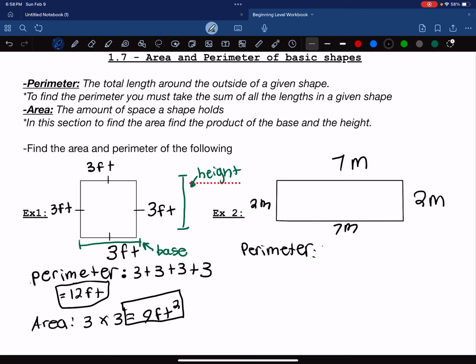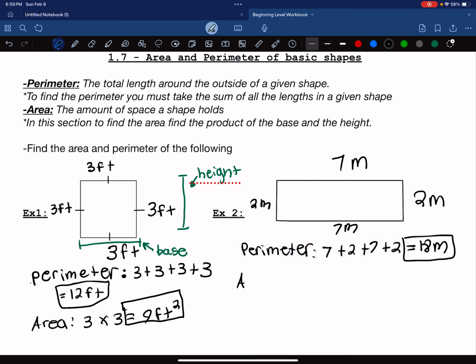So with that in mind, we're just going to add all the lengths together. So it's going to be 7 plus 2 plus 7 plus 2. And that equals 18. So it's going to be 18 meters.